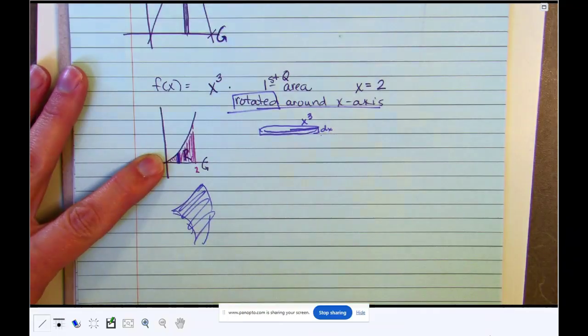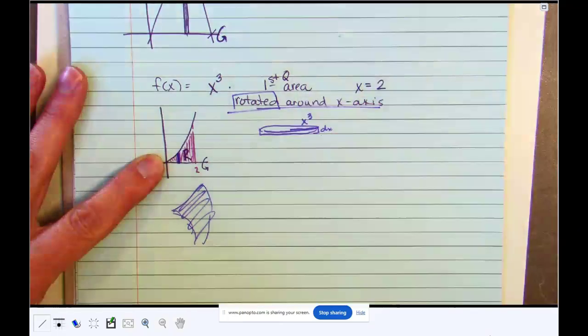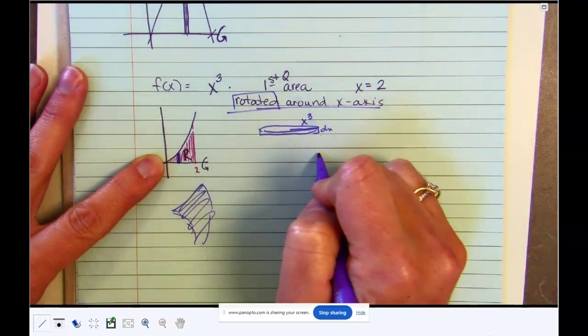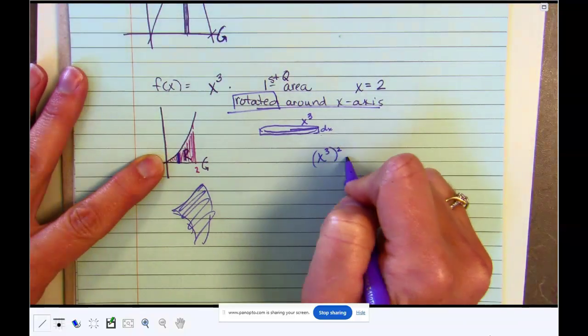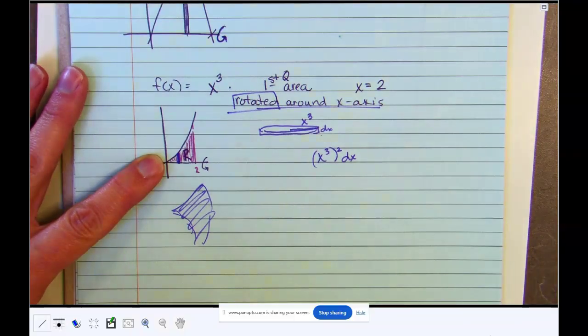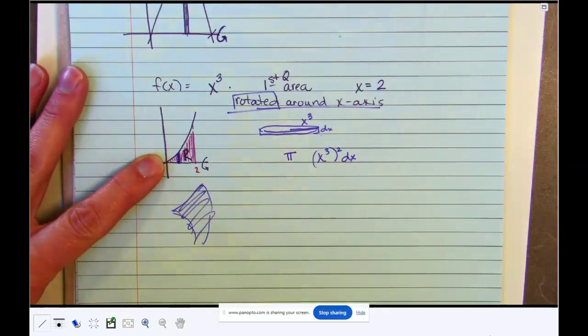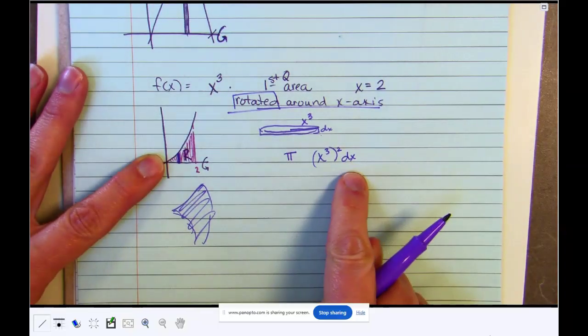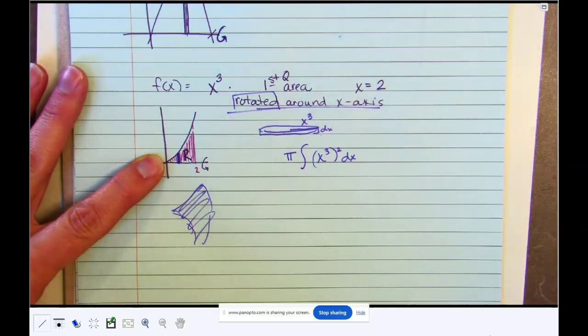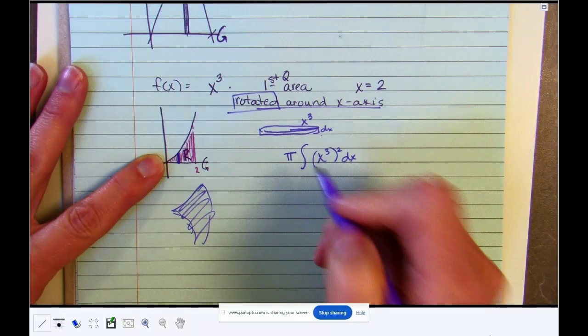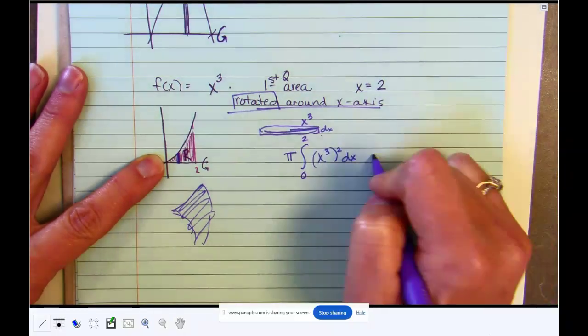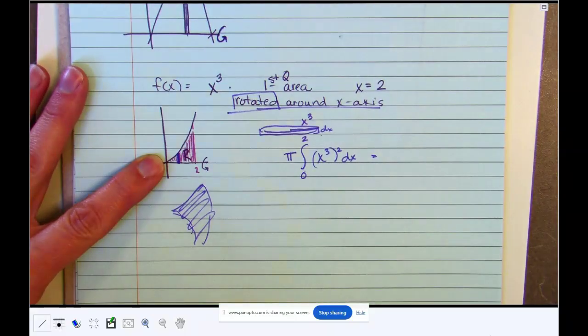Now, what's the volume of one of these? It's going to be x cubed squared times dx times pi. Yeah, pi goes out front. Pi radius squared times height. There it is. We're integrating to get all of those little cylinders from where to where? 0 to 2. Now, pop that in your calculator and you have the answer.